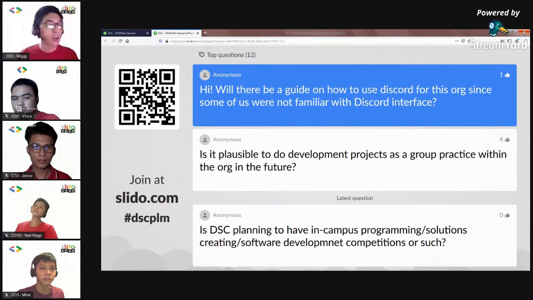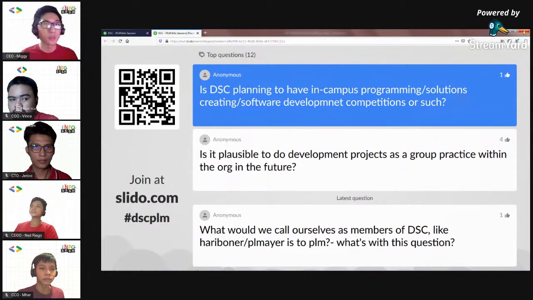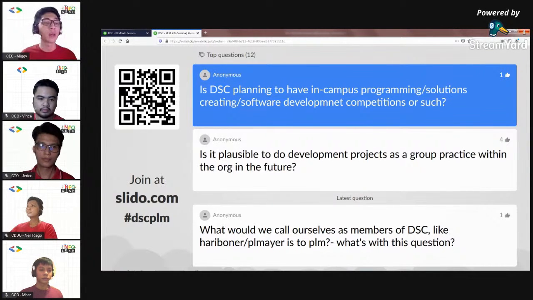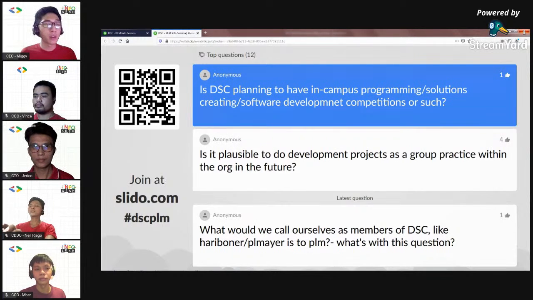And maybe, oh yeah, there's one last question. This is very interesting too. Is DSC planning to have in-campus programming solution, creating software development competition or such? Yes, definitely. This would not be a very formal competition, but more of a showcase, like you would try to win us over, like what solution is better, or maybe like that. But again, the details are not yet final. However, yes, we would also be having our in-campus activities, like competitions, or maybe showcasing like that.